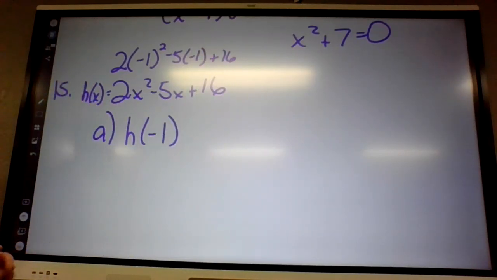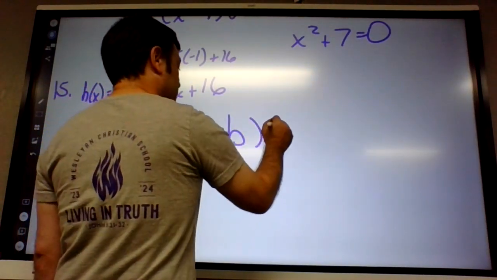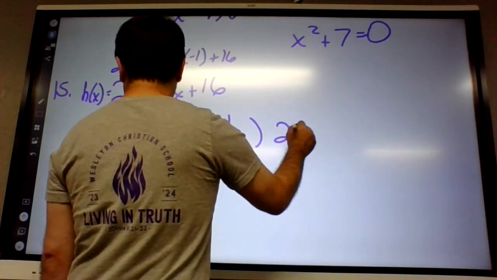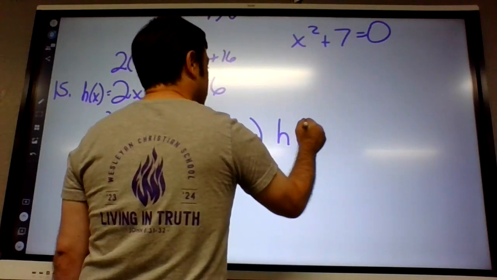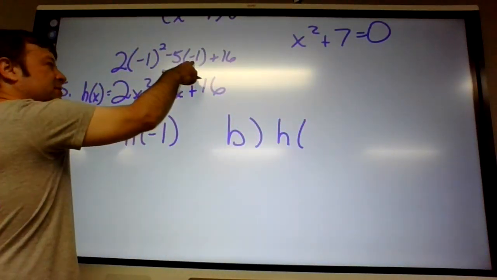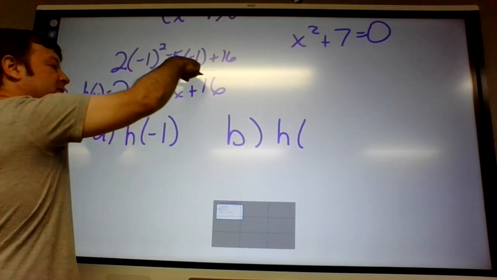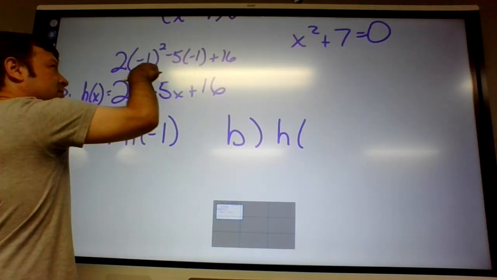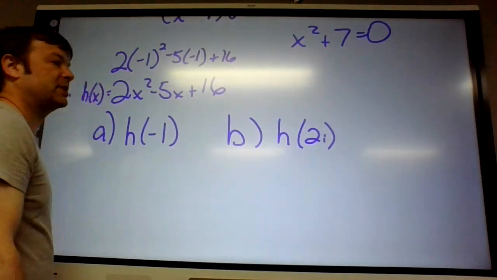And then on the b part, it says h of 2i. So what could you do at that point? Well, you know how to go back up into the thing you just typed in, right? And then just replace this with 2i. So you don't have to type it over and over again.